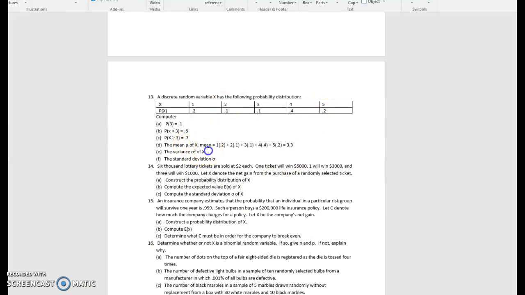Now the variance is a little bit uglier formula than the mean. So our variance, sigma squared.